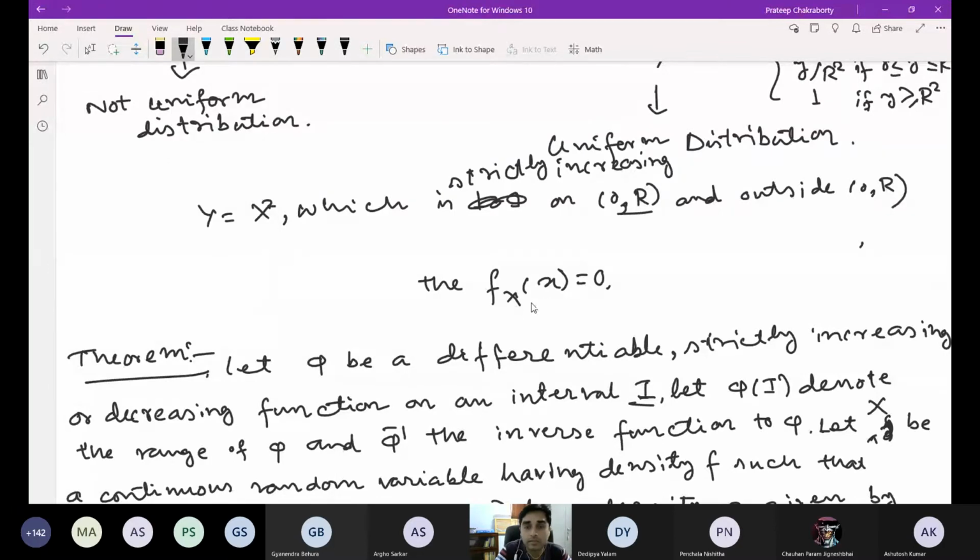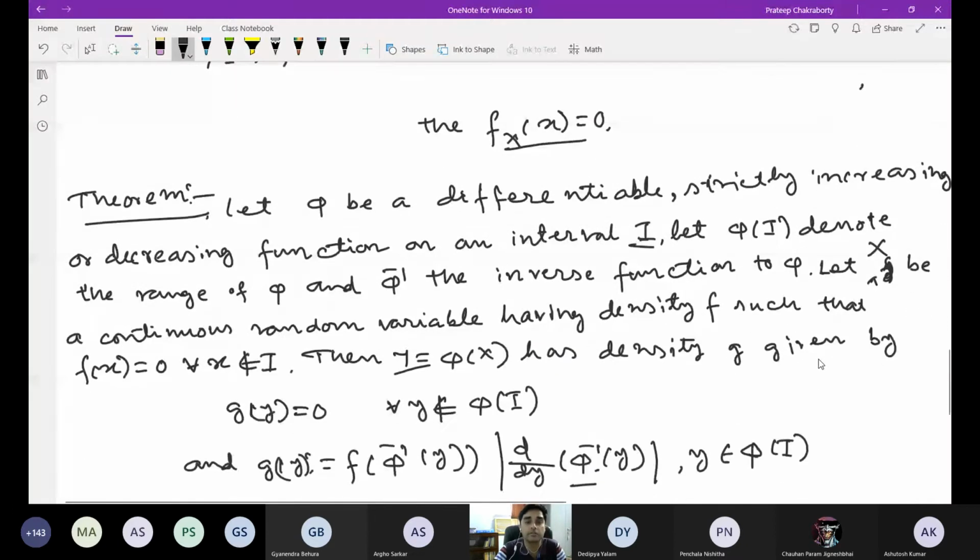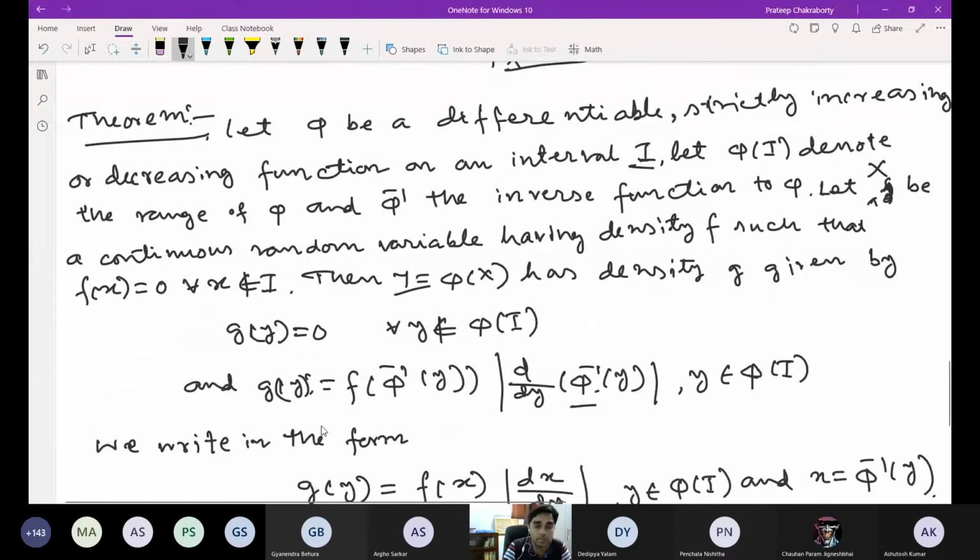This density function of x is 0 outside this interval. On this same interval, the transformation y is equal to x square, or any transformation phi of x, has to be a differentiable and strictly increasing or decreasing function. Then we can find the density function of y in this form.